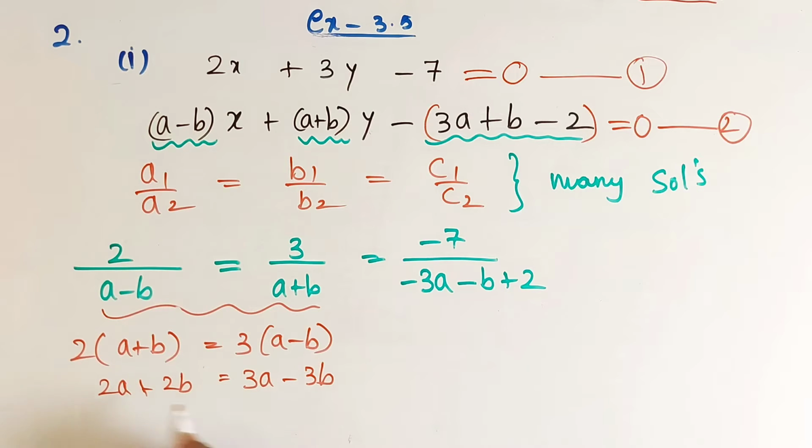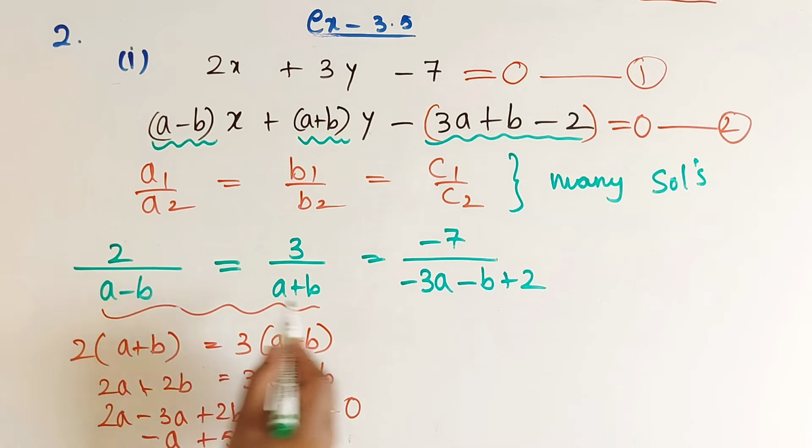Therefore 3a will come here. So 2a minus 3a plus 2b, and minus 3b also sent here, plus 3b equal to 0. Now 2a minus 3a is minus a, 2b plus 3b is plus 5b, equal to 0. This is the first equation, from these 2. Right children?